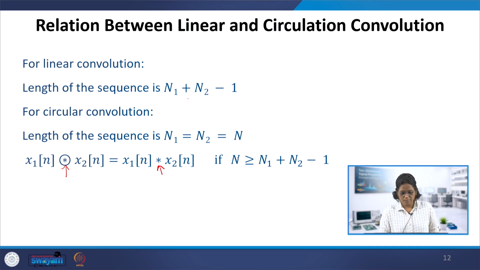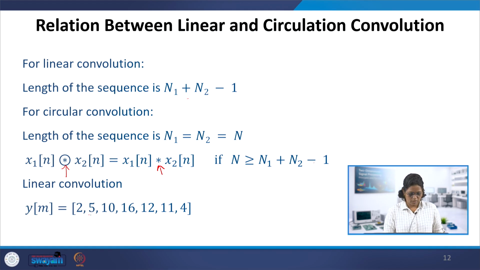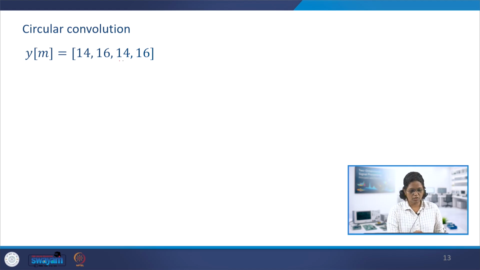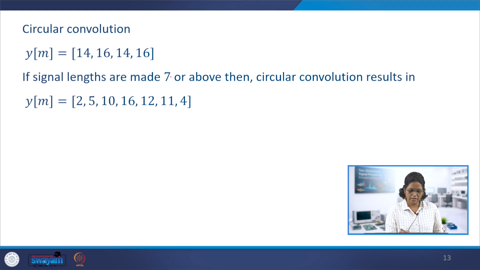These two convolutions would be equal if n, the length of the sequence, is greater than or equal to n1 plus n2 minus 1. The length of the first sequence is n1 and the second is n2, and the resultant linear convolution length would be 7. So if you make each sequence length 7 or more, then the linear and circular convolution results would be the same. The linear convolution resulted in this value of 7, and the same value you would get by doing the circular convolution after making each sequence length 7. After making this n and performing the circular convolution, that will be equal to the linear convolution. The circular convolution output was this, but when you make the length of each sequence 7 and perform the circular convolution, that would result in this linear convolution result. So the condition for equality with linear convolution is that n should be greater than or equal to n1 plus n2 minus 1. That is the relation.